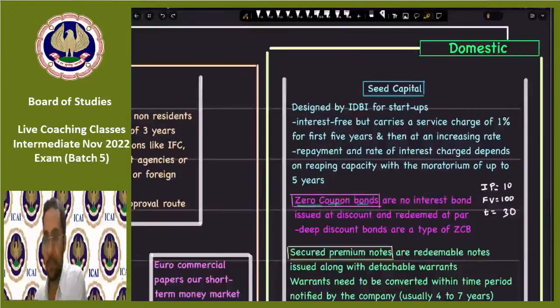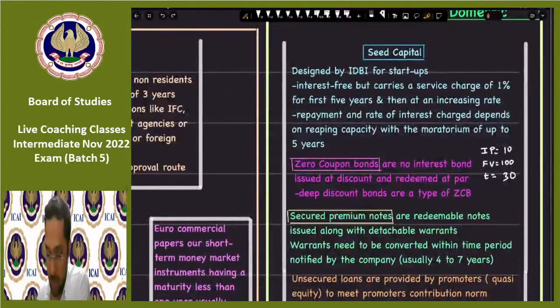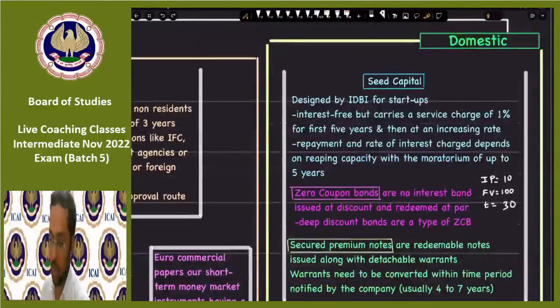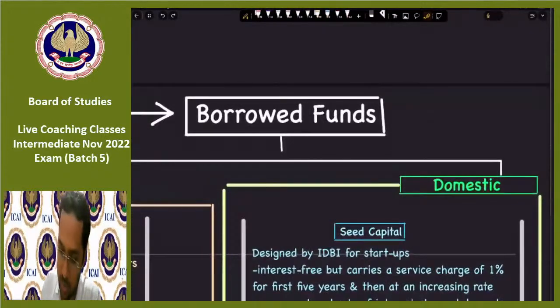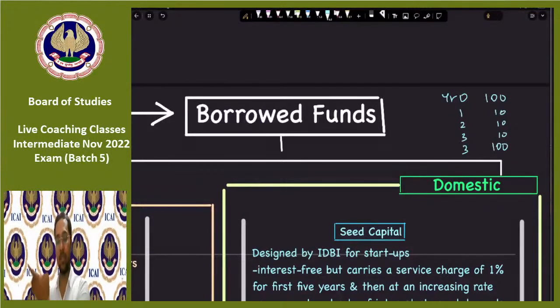Zero coupon bonds. Coming to the next part, zero coupon bonds. These are no-interest bonds issued at a discount and redeemed at par. Generally in debentures, you issue it at 100, you pay interest every year, maybe 10 rupees, and finally you pay back the principal. In year zero, you get 100 rupees, then in years one, two, three, you pay 10 rupees, and at the end of the third year, you pay the 100 rupee principal back to your investors.